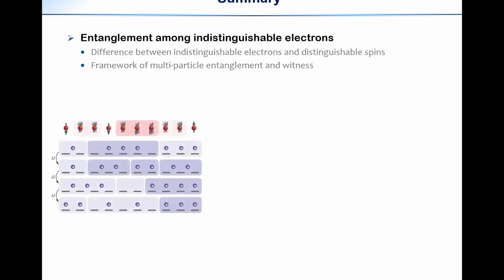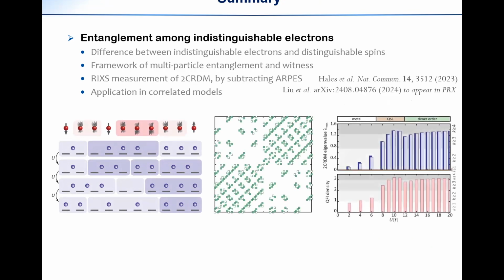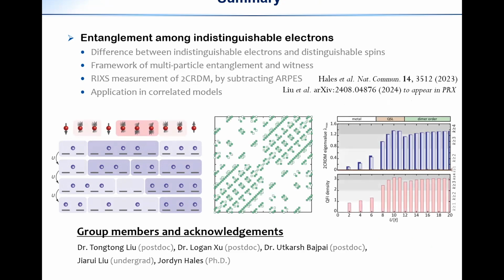Okay, so I want to stop here and briefly summarize. We discussed two things. We built the framework for the entanglement depth, or which criteria have to be satisfied for indistinguishable particles, to distinguish from a spin system. And we also discussed that this can be realized by 2RDM and RIXS measurements. Okay, I'm ready to take questions here.